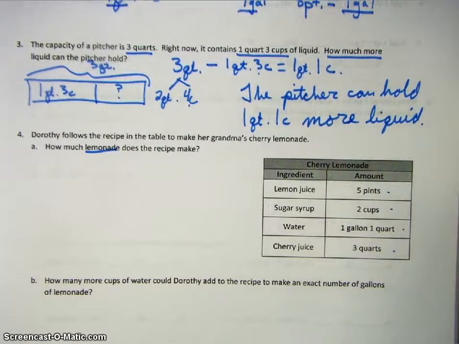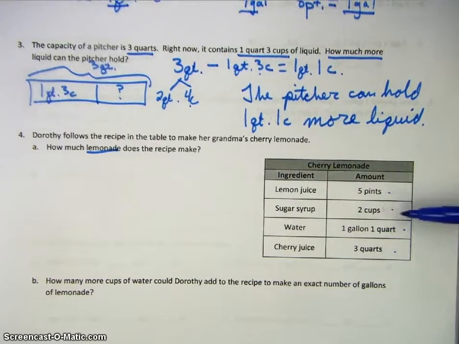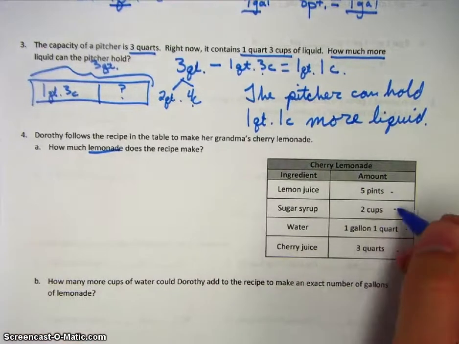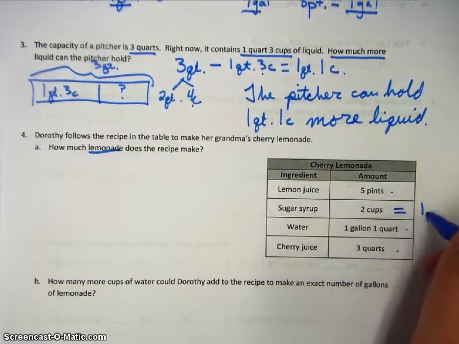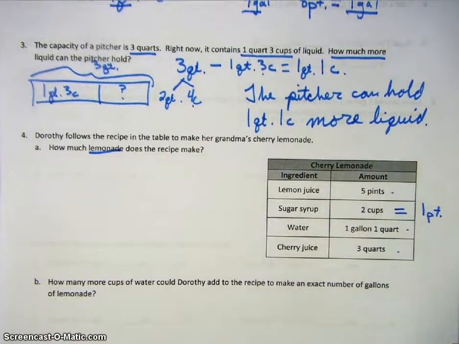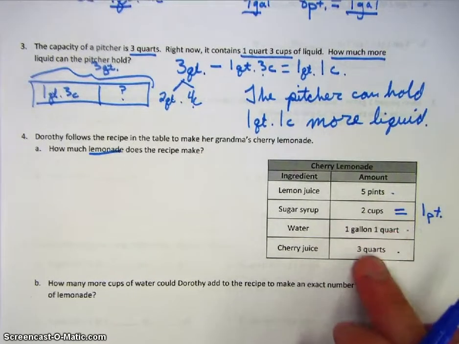Now, usually we would go to the smallest unit. In this case, would be cups. But in this case, we don't have to do that because we know that 2 cups actually equals 1 pint. So what I'm going to do is I'm going to turn this into 1 pint. So we're going to actually go through and turn everything into pints now.